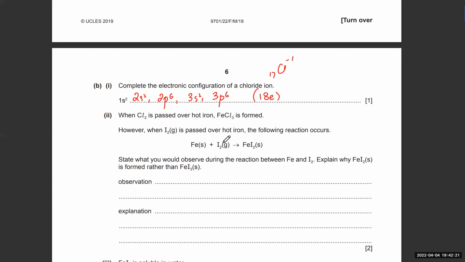So give one observation. What is the color of iodine? Brown. Here it's a gas. Iodine gas is purple. Iodine has many colors. Iodine as a solid is blue-black. If it's aqueous, then it's yellowish-brown.